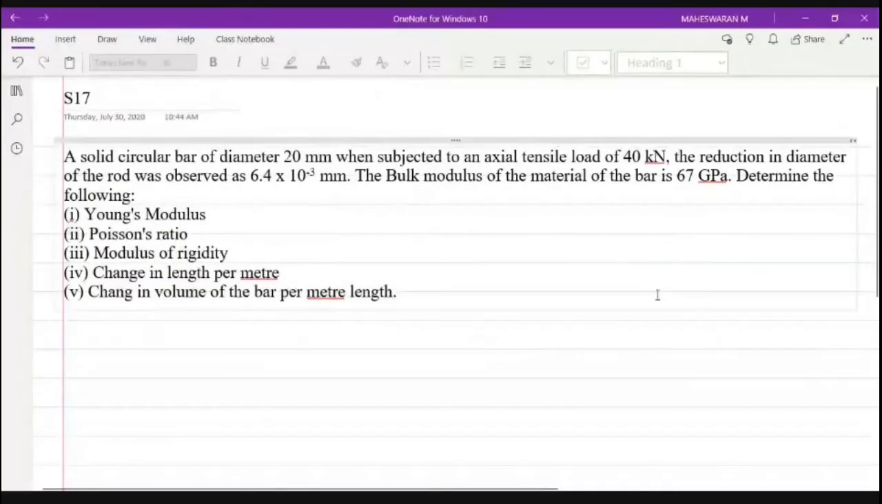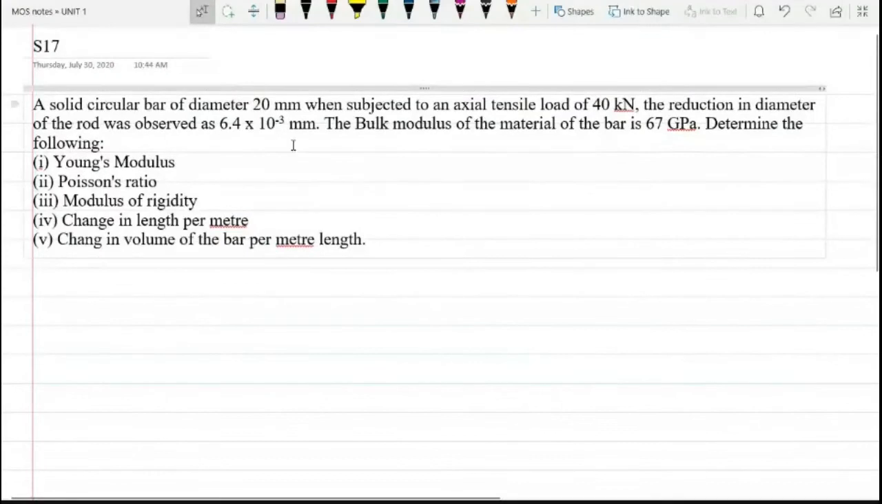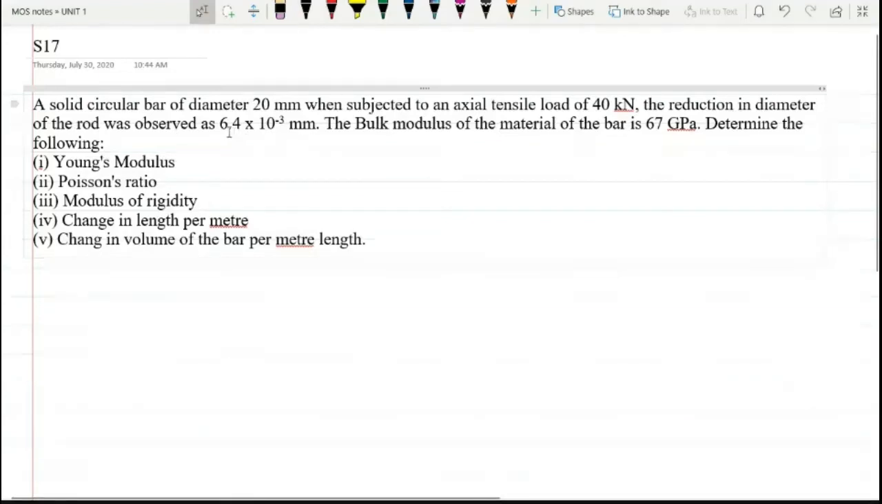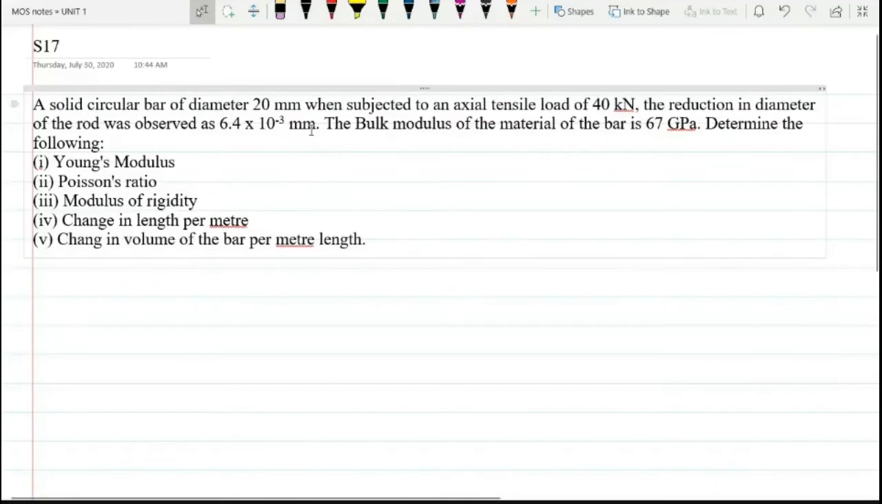So all the values are identified. So you have a solid circular bar of diameter 20 mm subjected to an axial tensile load of 40 kilonewton. So you have a tensile load acting. The reduction in diameter is observed as 6.4 into 10 power minus 3 mm. So your diameter is reduced accordingly, that is given. Bulk modulus is given, which is 67 gigapascal.